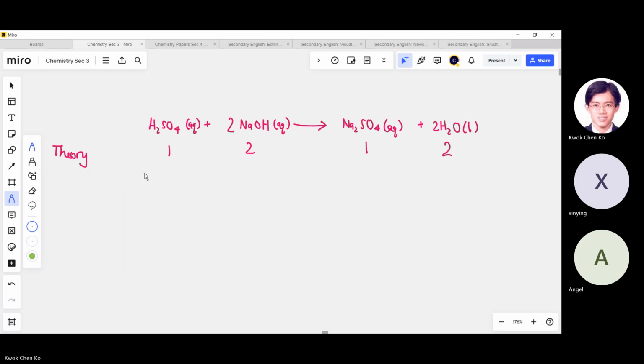But your question gives you some funny amounts. Obviously, it's not going to be just nice numbers like 1, 2, 1, 2. It's going to give you 50 moles of H2SO4, 70 moles of sodium hydroxide. It can give you any amount to mix them together. Okay, find out who is limiting and who is in excess.